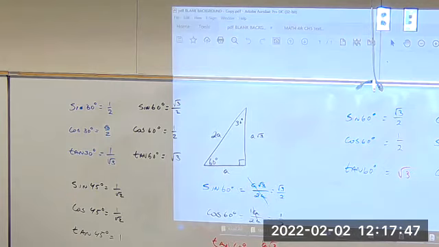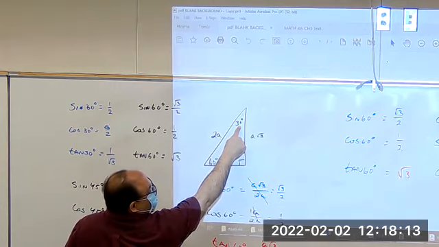Complementary angles: two complementary angles, one's sine is the same as the other's cosine. So one angle's complement, their sine and cosine have to be equal. The cosine and sine would be the same. Tangent and cotangent are not equal, they're reciprocals, because here's the deal.